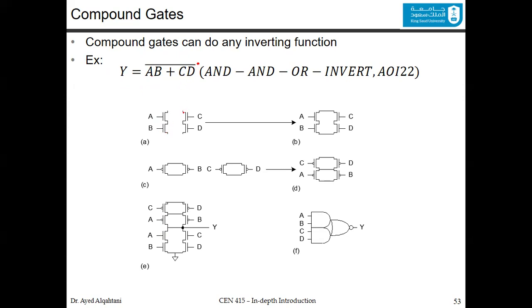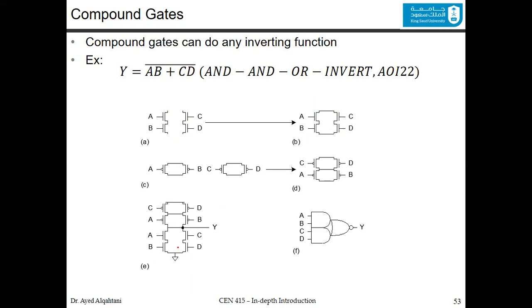C and D, they are also in series. Now we want this group and this group to be in parallel. To do this, you connect this and you connect this to have what we have here. This would be the pull-down network.